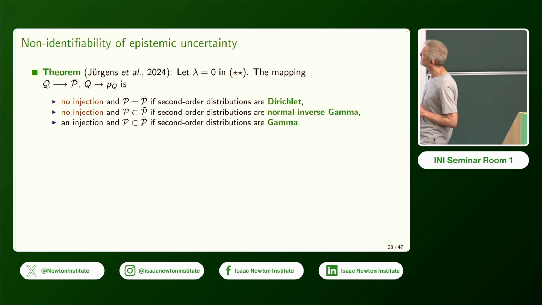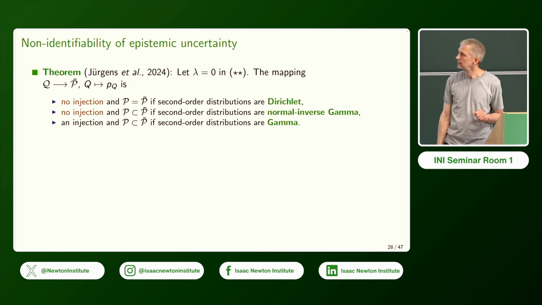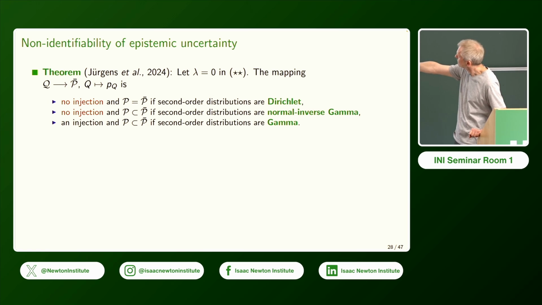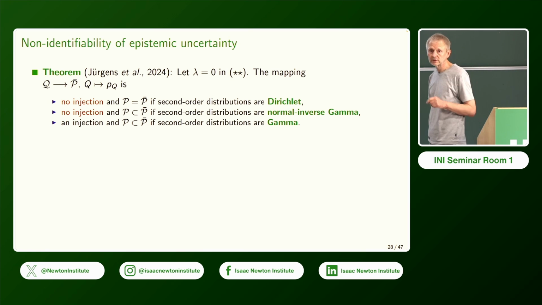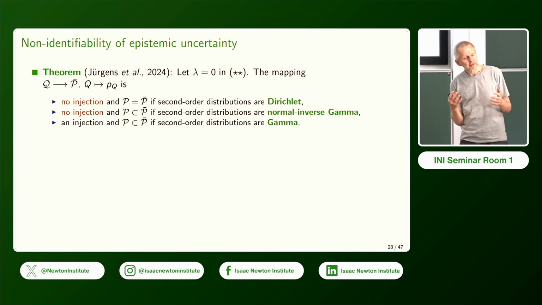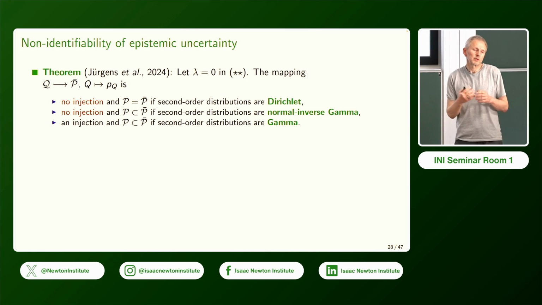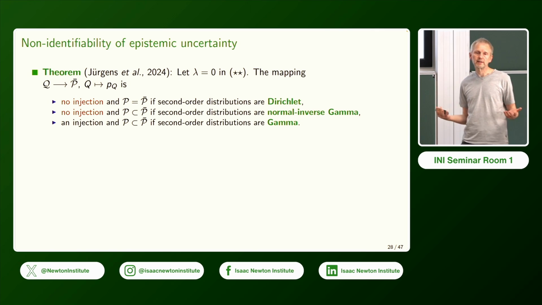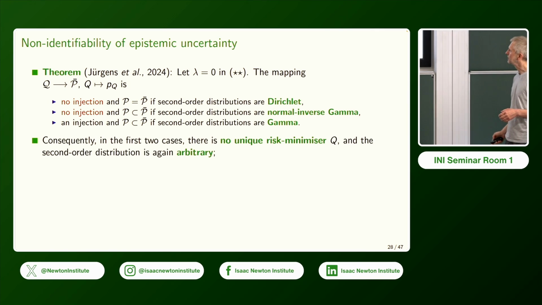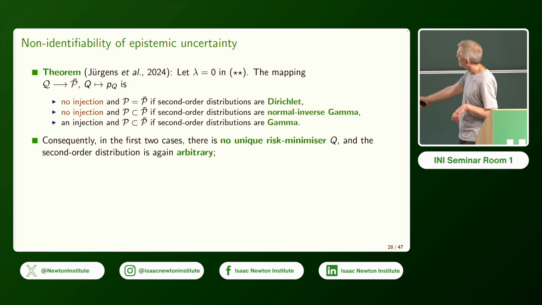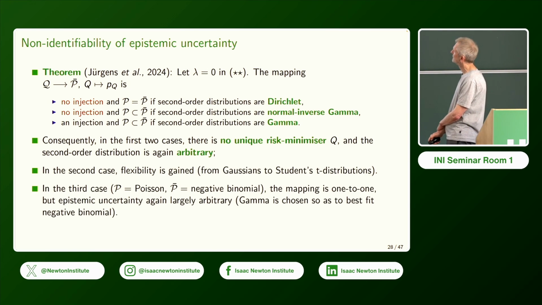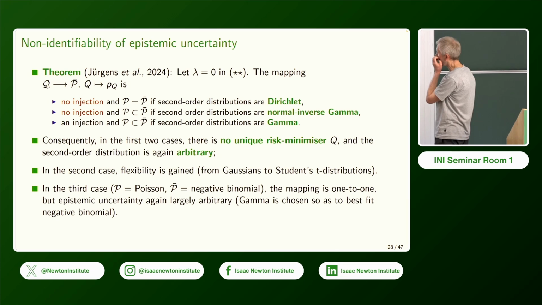This is again summarized here. This is what I already explained. And especially the first two cases, due to this property that we don't have an injection, are again troublesome from the perspective of second order prediction, because it means that your second order prediction is again largely arbitrary. So there is no unique risk minimizer on the second level, on the level of second order predictors. Okay, good.